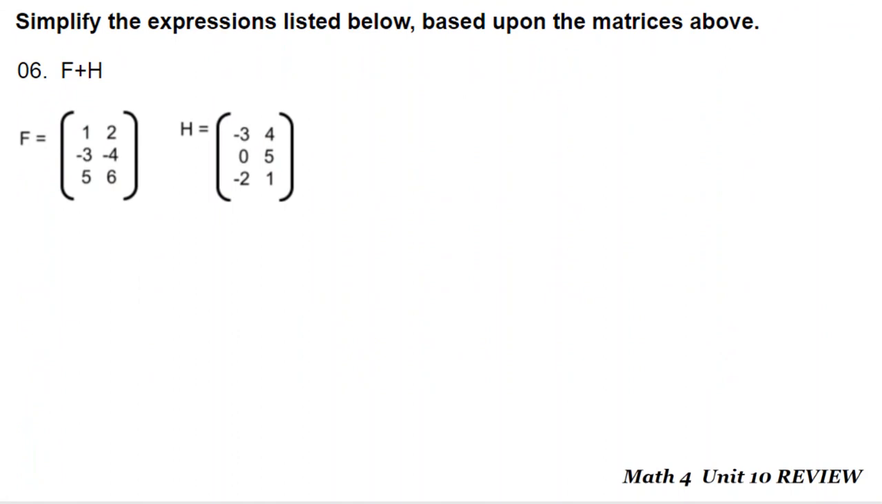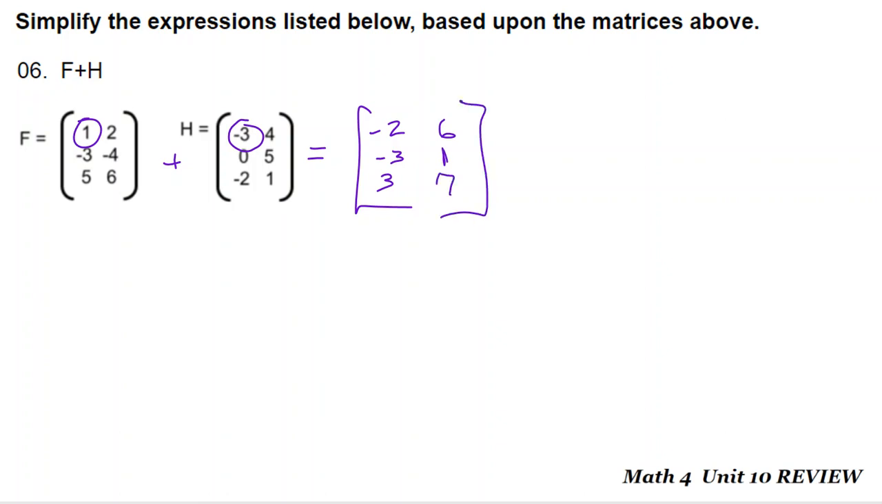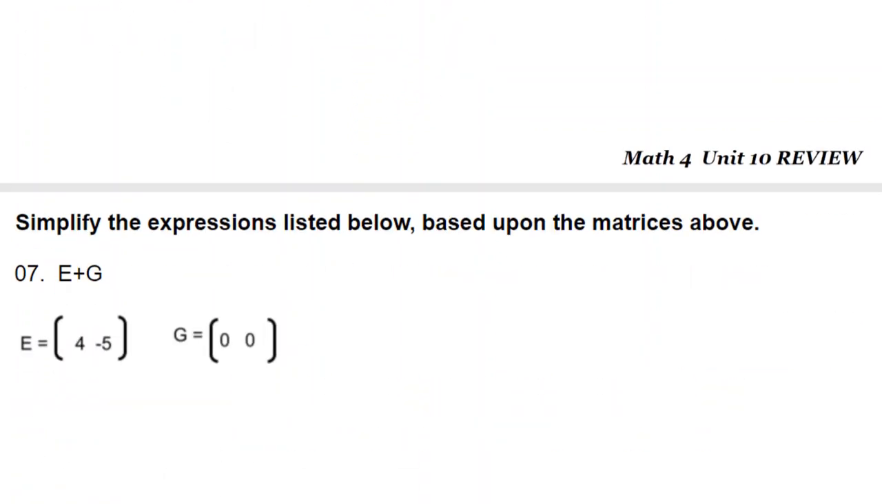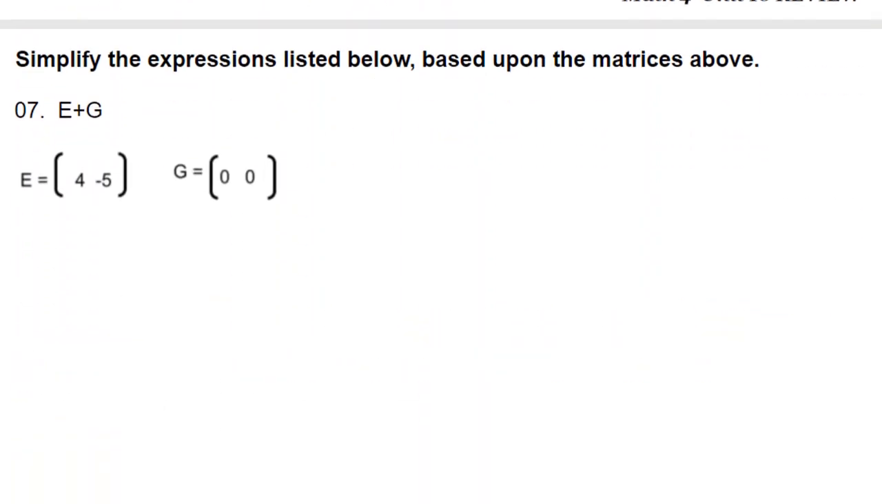All right, here we are simply adding together numbers in matching spaces. 1 plus -3, -3 plus 0, 5 plus -2, 2 plus 4, -4 plus 5, 6 plus 1. That's what that's going to look like. This one is pretty easy.